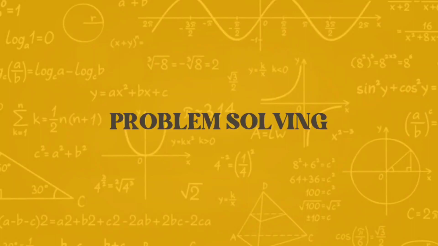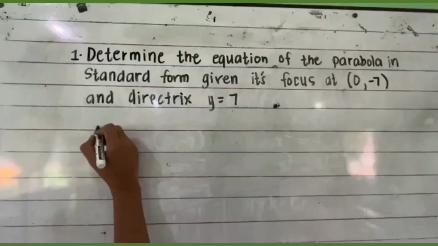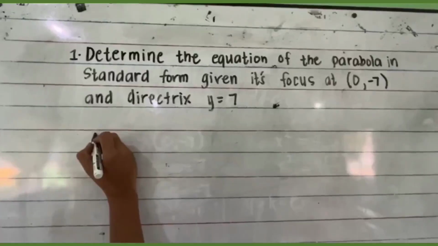Now, let's exercise our mind through problem solving. We have here the first example. Determine the equation of the parabola in the standard form given its focus at (0, negative 7) and the directrix y equals 7.